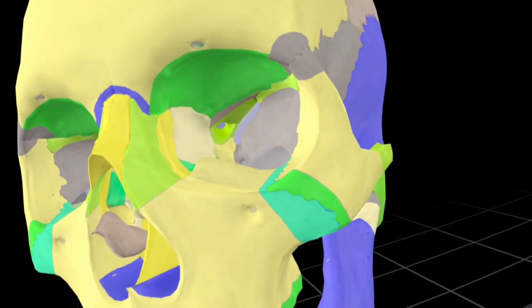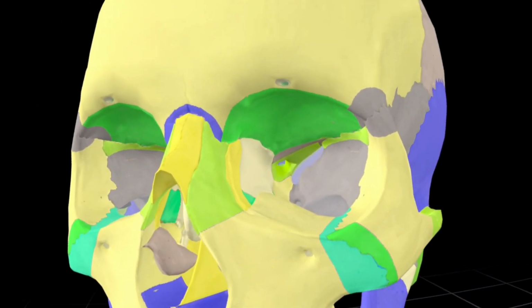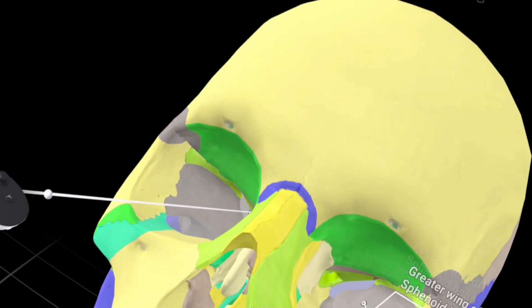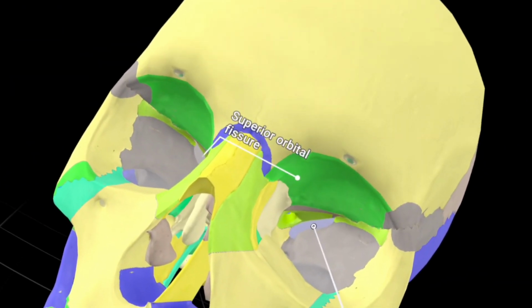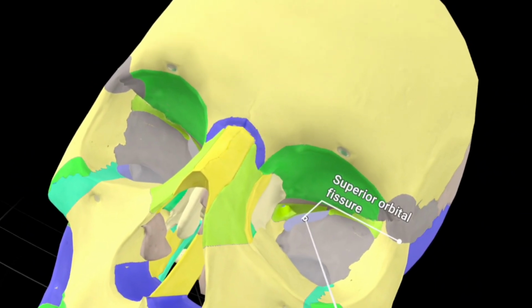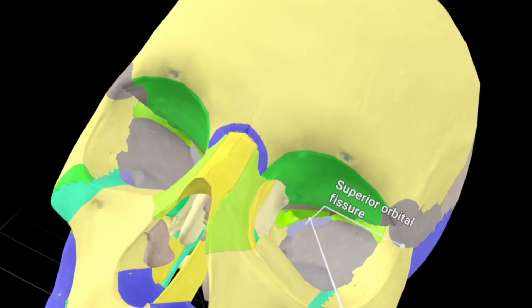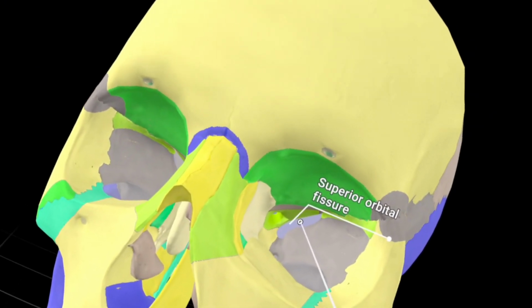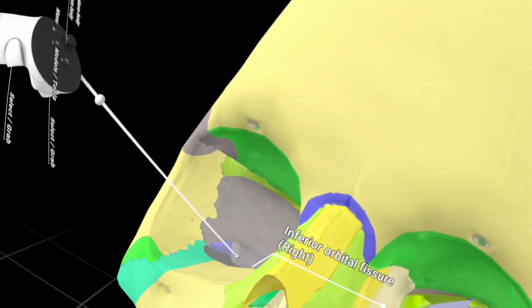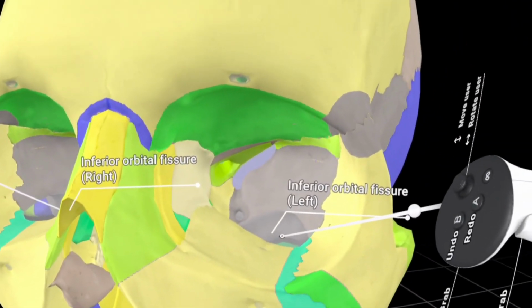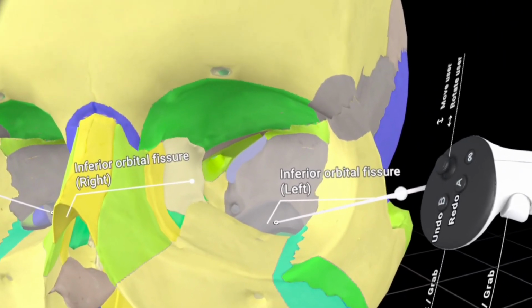Next we have the superior orbital fissure. There's one on either side. Right below that, we have the inferior orbital fissure.